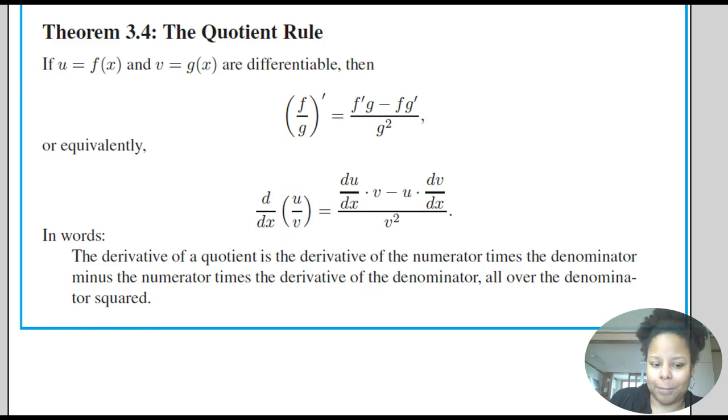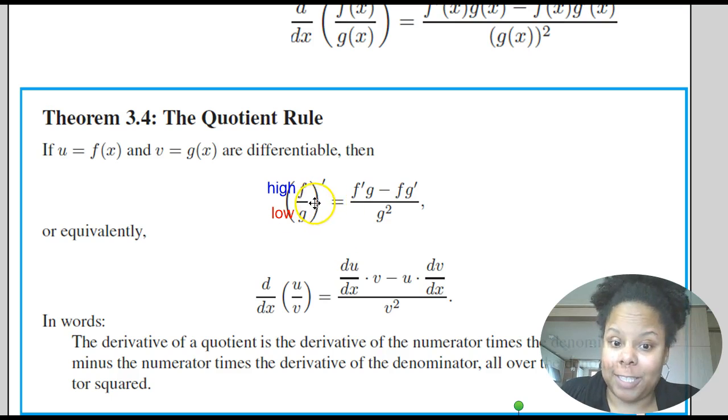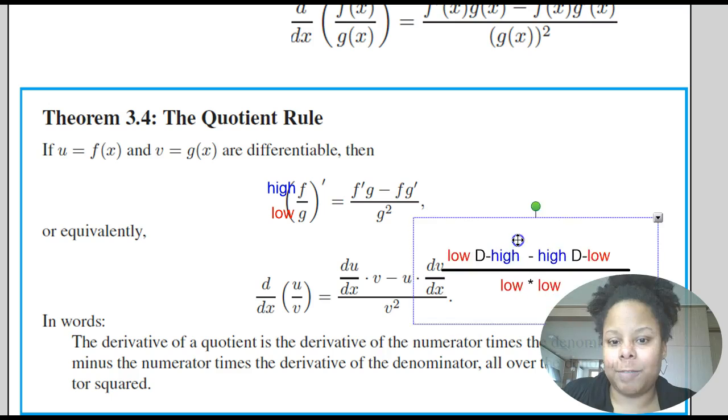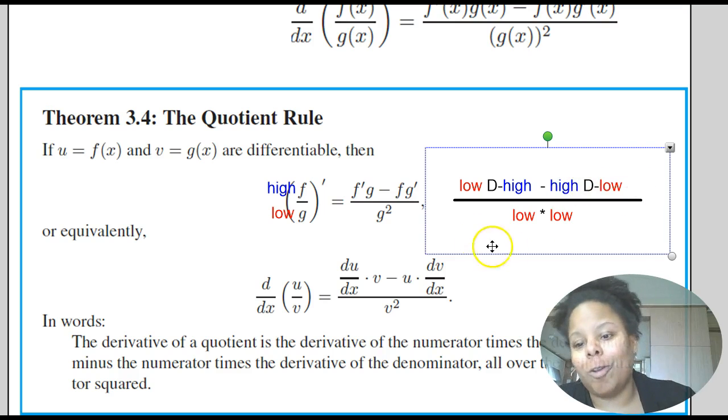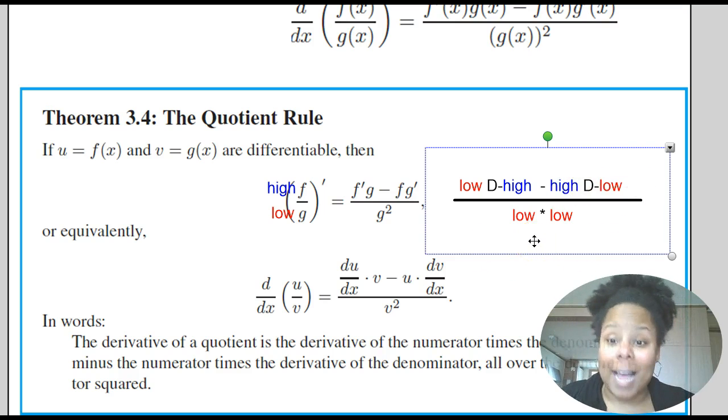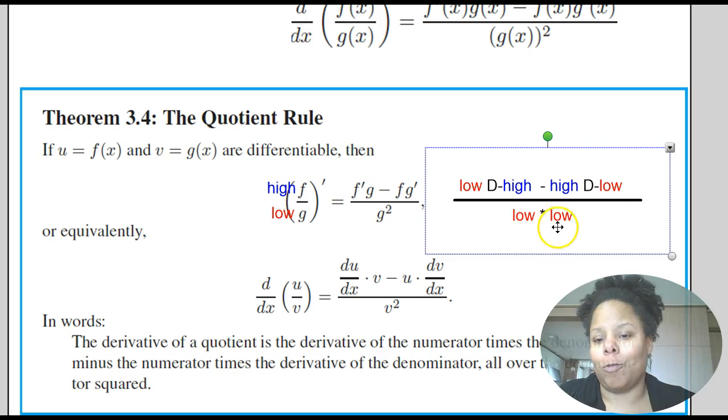Now here's a shortcut. If we consider the numerator function as the high function and the denominator function as the low function, my high school calculus teacher taught me this. The derivative of that quotient function is low d high minus high d low all over low low. Low d high minus high d low all over low low.